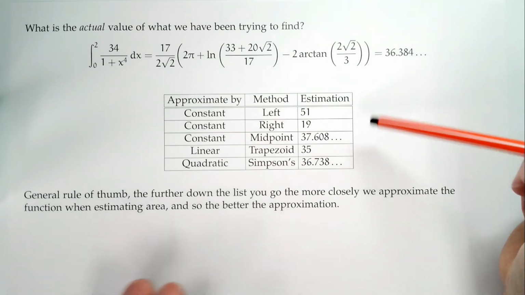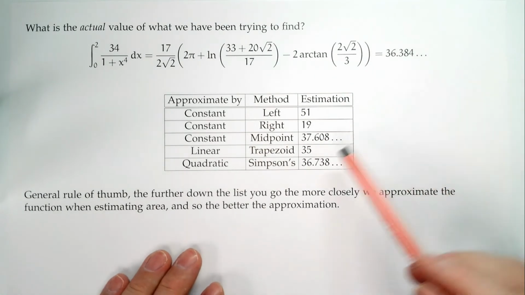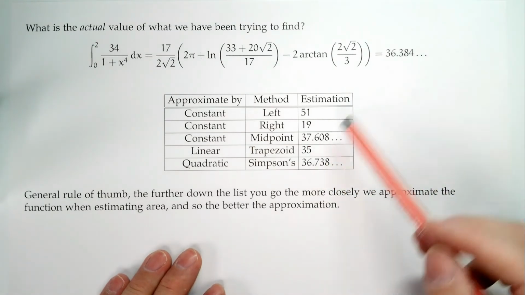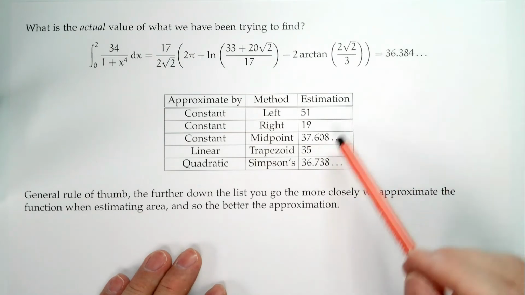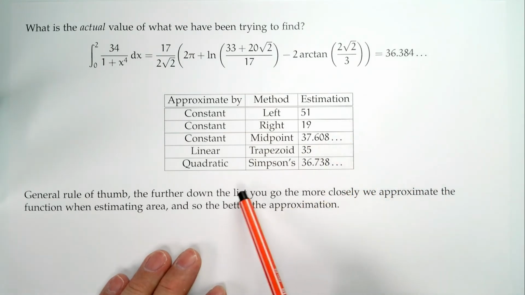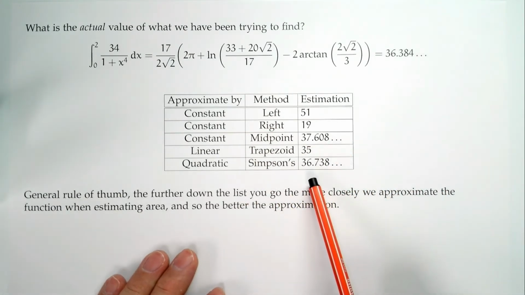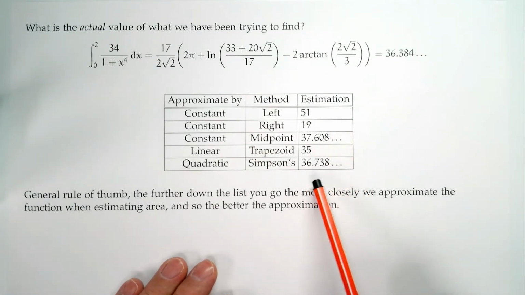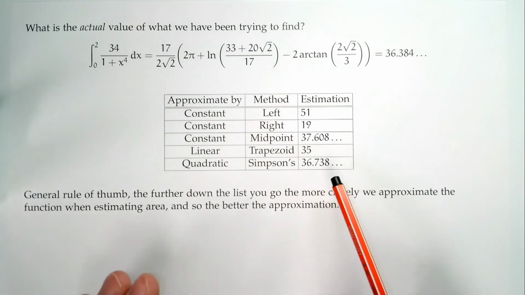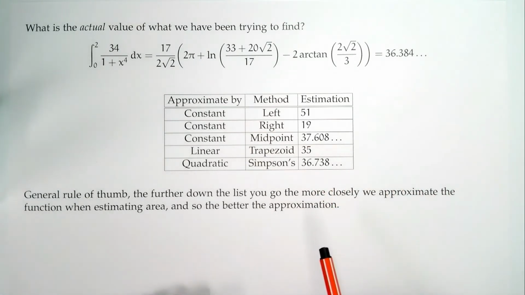The trapezoid, which is where you put a line on the top, is 35. That's pretty close. That's not so far off. It's about not so far off again from the midpoint. But the quadratic, that's actually even better than all the rest, right? 36.738. We're off by 0.3 something, I think 0.35. That's a very small error.